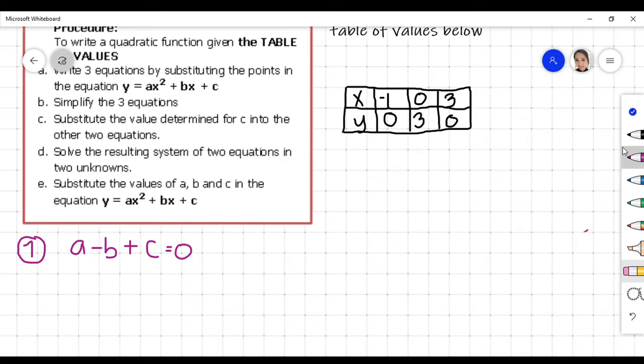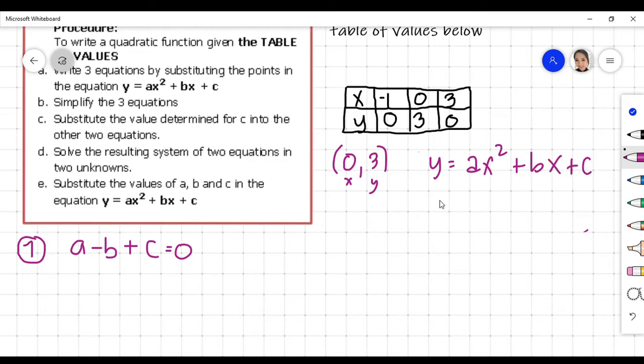So, our second point is (0, 3). So, this is our x and y. Substitute ulit natin siya sa y equals ax squared plus bx plus c. So, our y is 3. So, 3 equals a times 0 squared plus b, unknown, times 0 plus c.